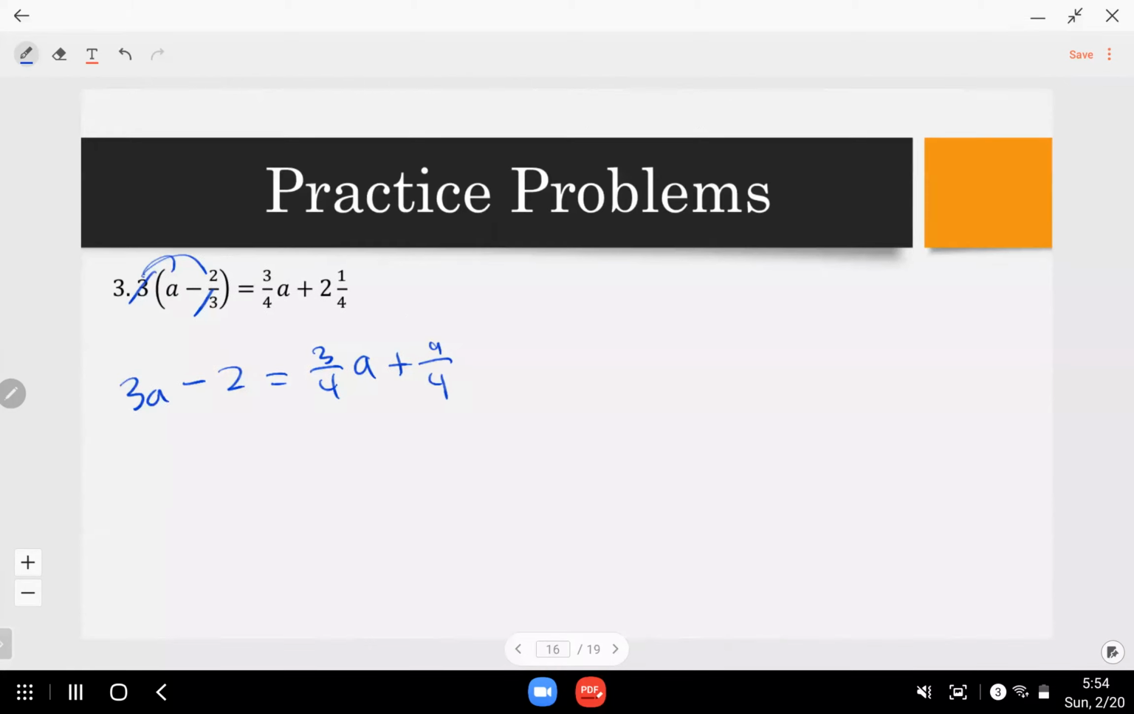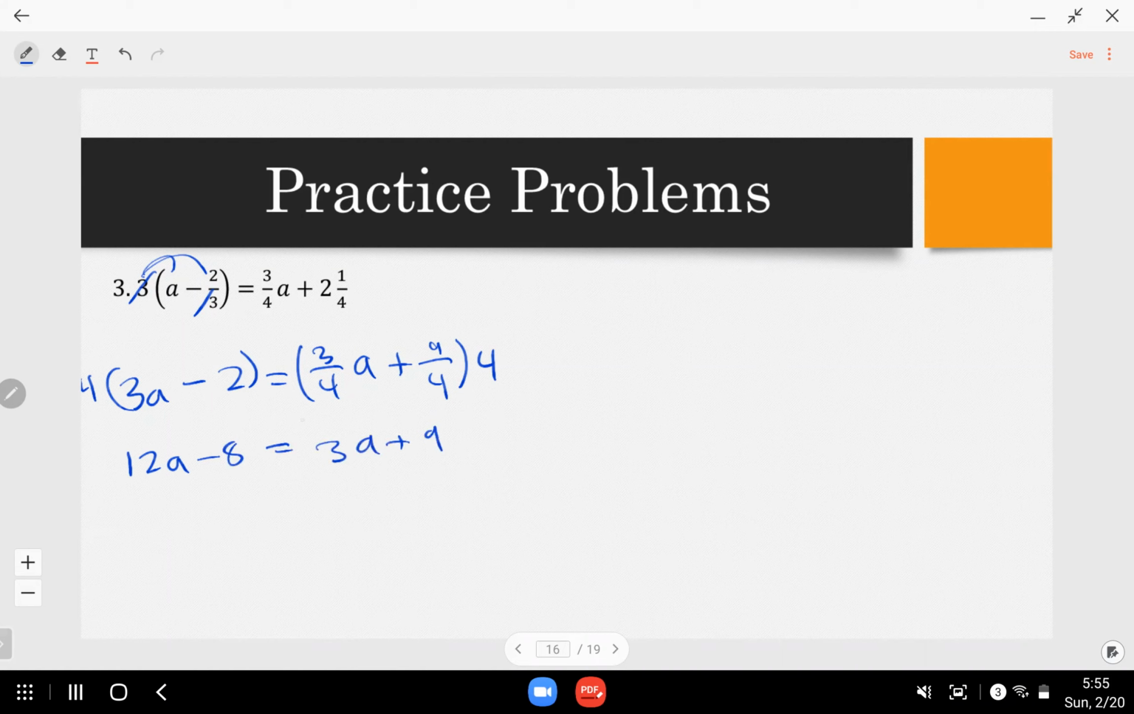Okay, so what do you do? You need to multiply everything by 4, because we don't like fractions in algebra, because fractions suck. So then we multiply by 4, everything multiplied by 4. We get 12a minus 8 is equal to 3a plus 9.